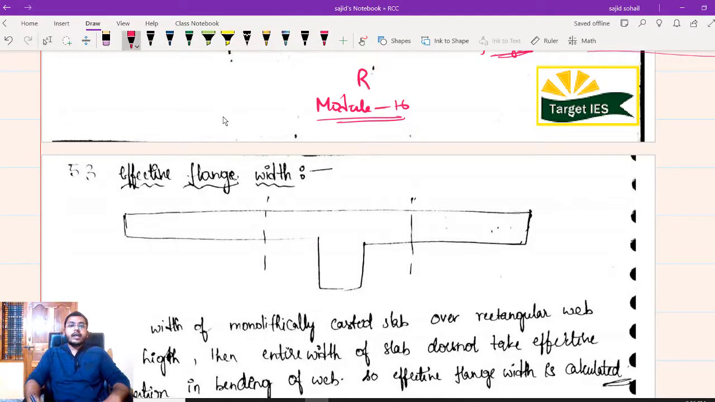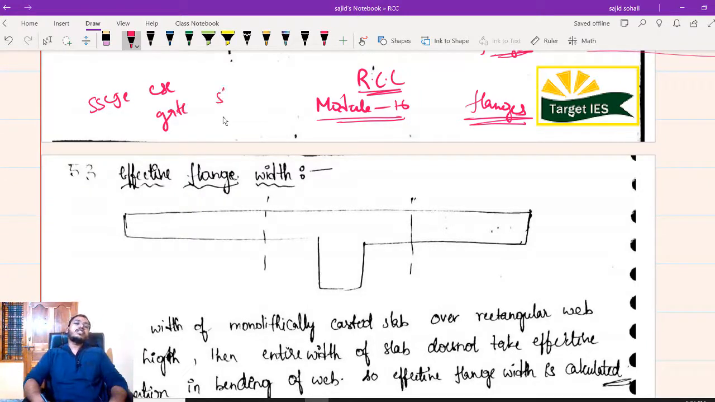Let us continue with a very interesting module of R.C.C, which is module number 16, and in this module I am going to finish the flanges full chapter. ठीक है, flanges खत्म हो जाएगा. Very important module. From here you can surely expect questions in your SSC JE, ESE, GATE and your state PSC exams. State PSC exam. Sure short question.